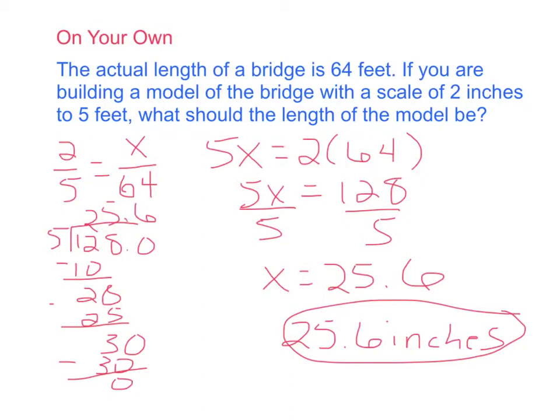Since I'm looking for the length of the model, that will be a variable in my numerator. So I'm going to call that x. Therefore, I now have the proportion 2/5 equals x over 64. To solve this proportion, I need to cross multiply. When I do so, I get 5 times x equals 2 times 64. This simplifies to 5x equals 128. I divide both sides by 5, and I find that x equals 25 6/10. Therefore, the length of my model is 25 6/10 inches.